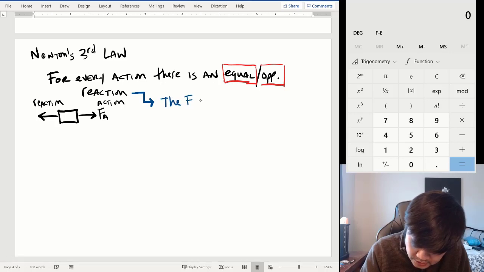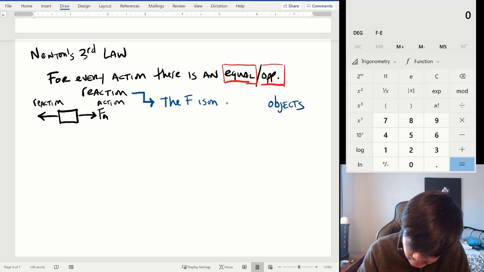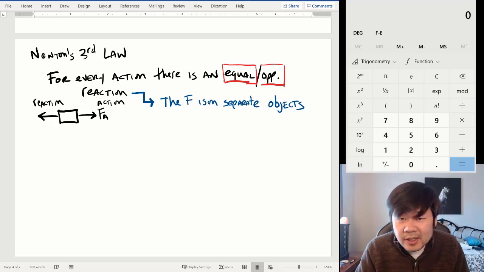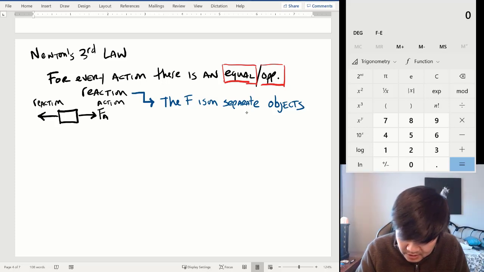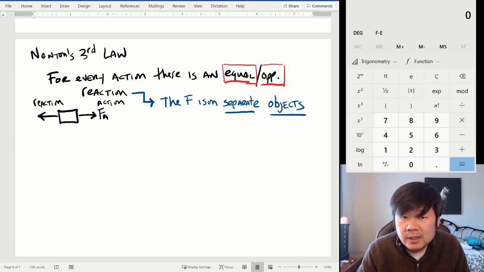The force is on separate objects. So Newton's third law is the interaction between two objects. You have to have two objects. Otherwise, you're going to draw the two forces that go equal opposite, and it's not going to make sense.